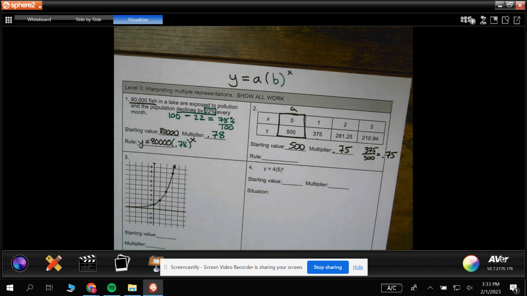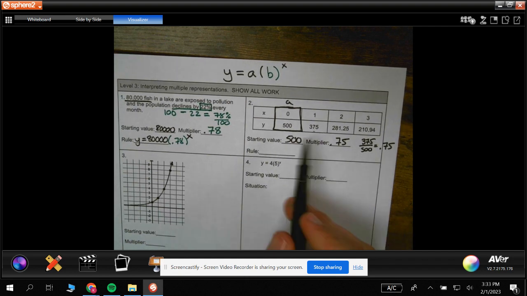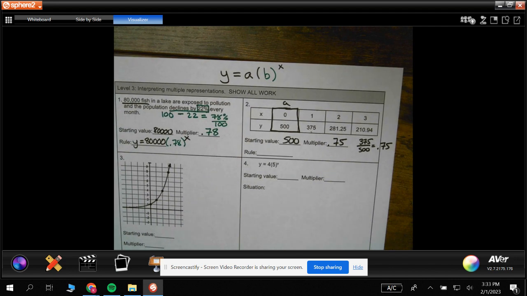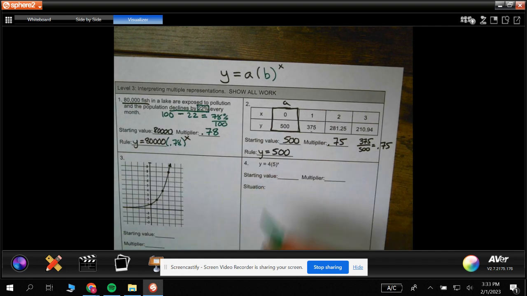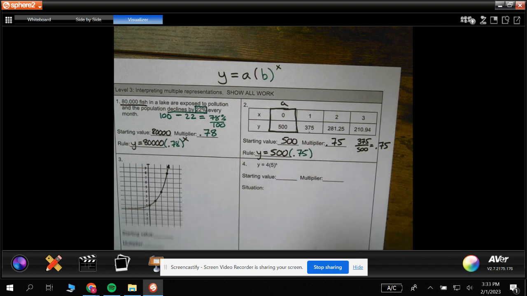It's a little bit paradoxical. Sounds a little bit counterintuitive. To find your multiplier, divide the later term by the earlier one. So finally, our rule here is y equals 500, I'll put my multiplier in green, times 0.75 to the x power.